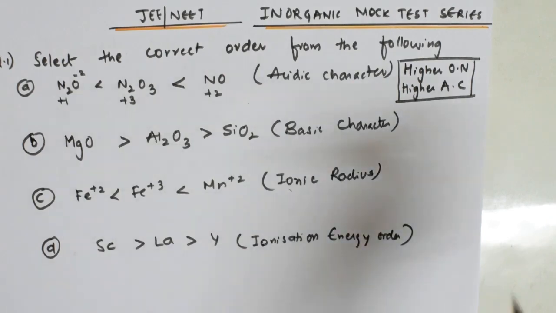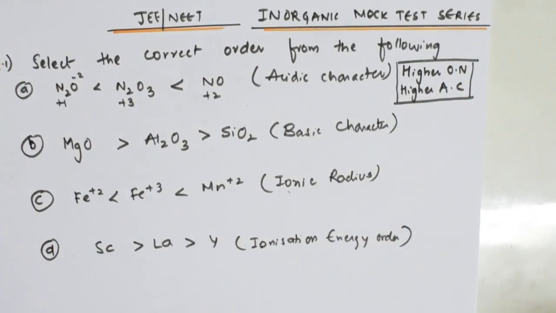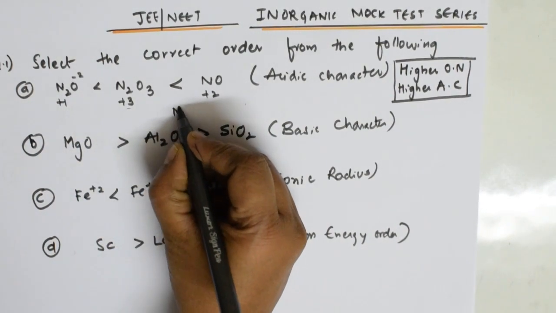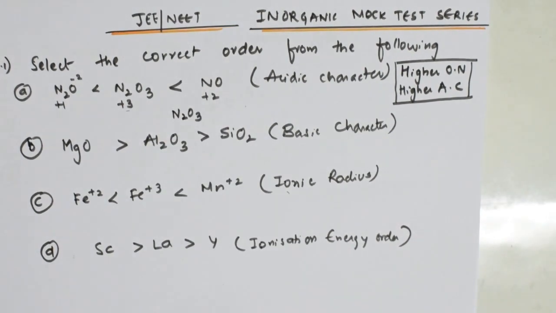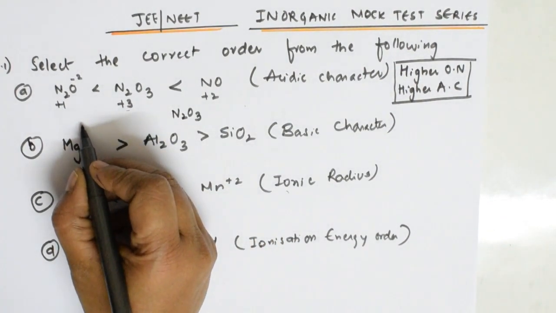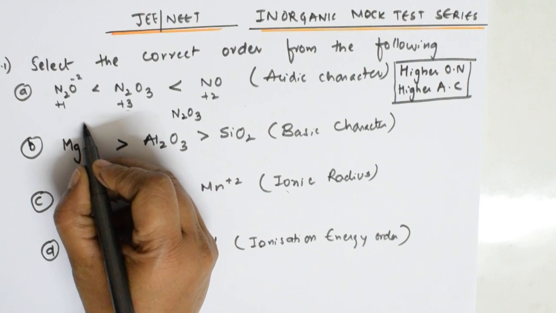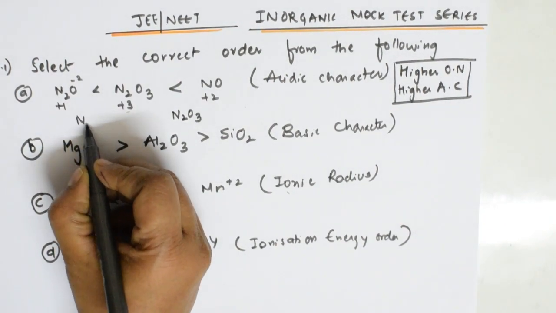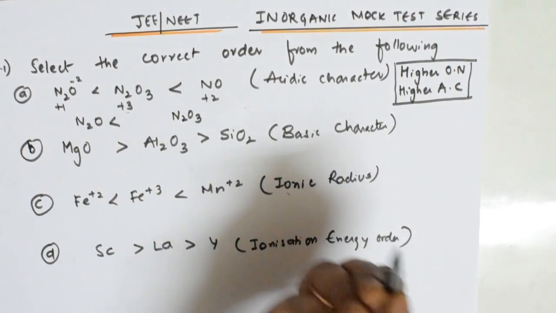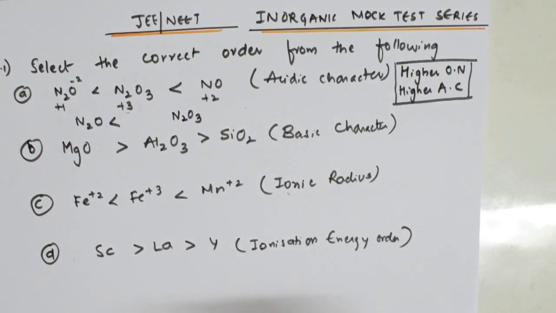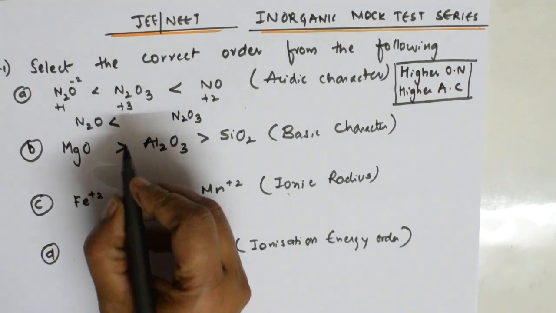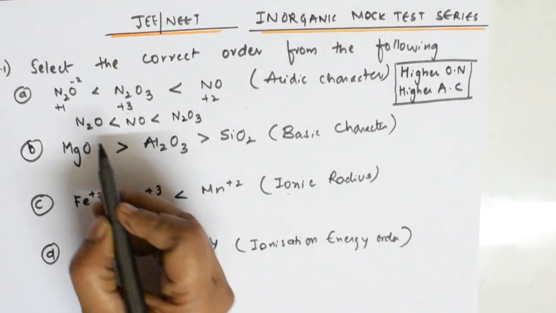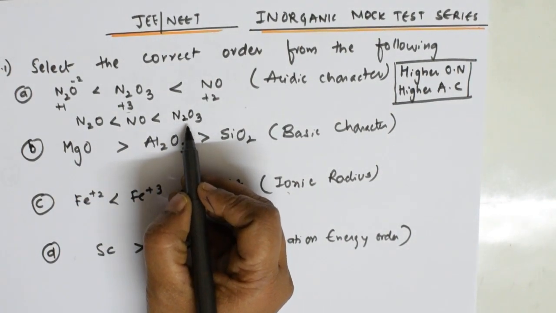Now according to this, I said higher the oxidation number, higher the acidic character. Now see the arrangement. Which oxidation number is higher? This one. So N2O3 will come here. In the decreasing order, the first one, N2O, will have less acidic character, because the oxidation number is lesser. Then comes NO and then comes this. Means this is least acidic, this is better acidic, and this is more acidic.